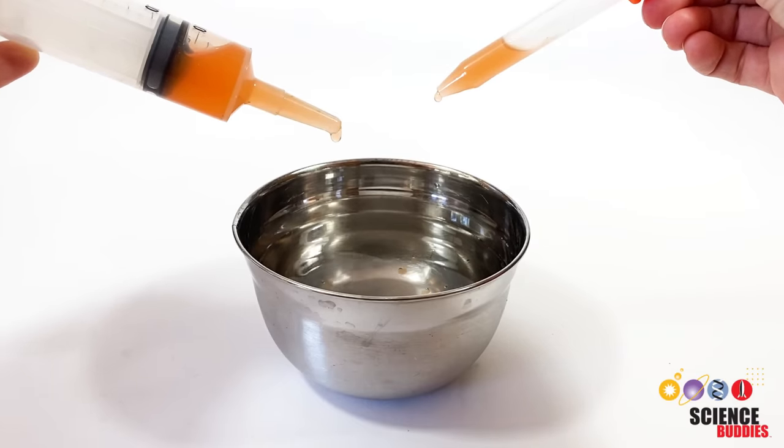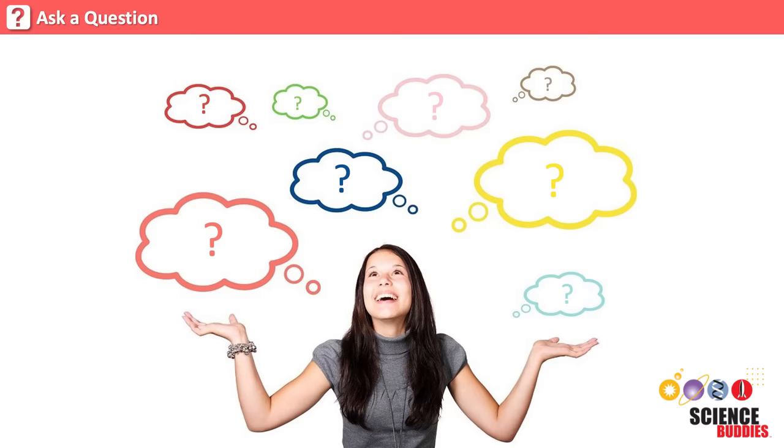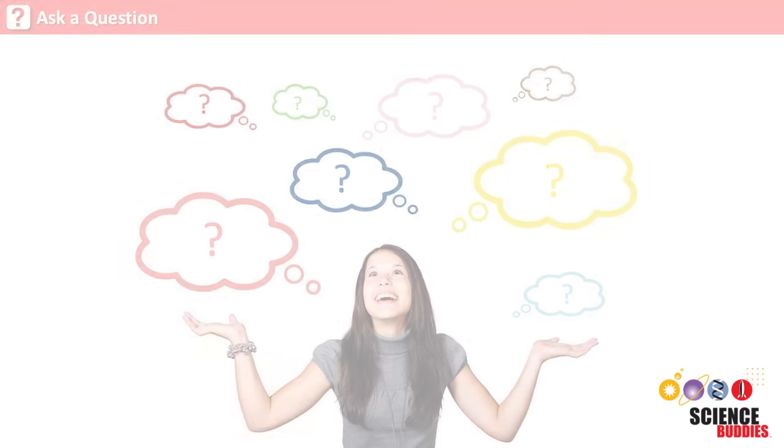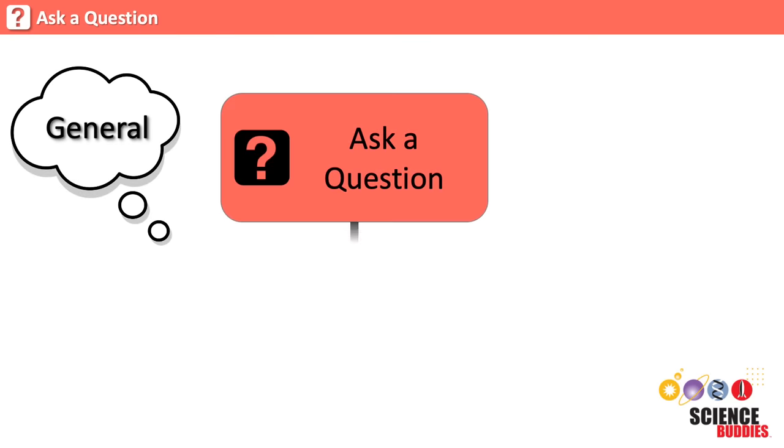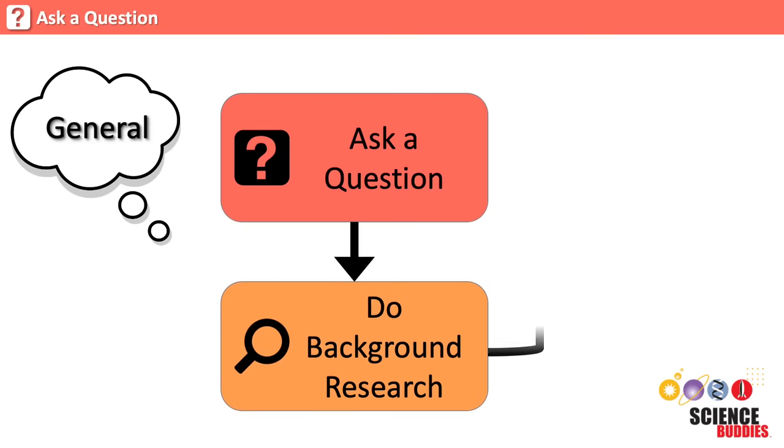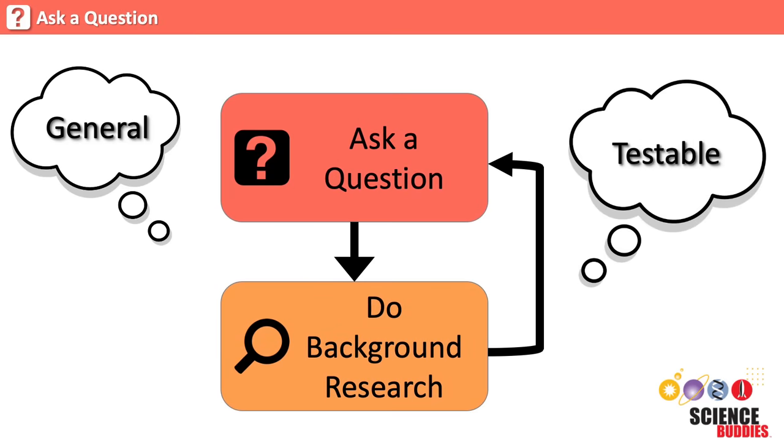Sometimes you can wonder about something but not know enough about the topic to make a question that is specific and testable. That's okay. If that happens, you can start with a general question, go on to step two, and then come back and refine your question to make it testable once you know more about the topic.